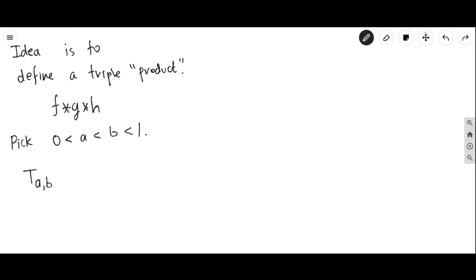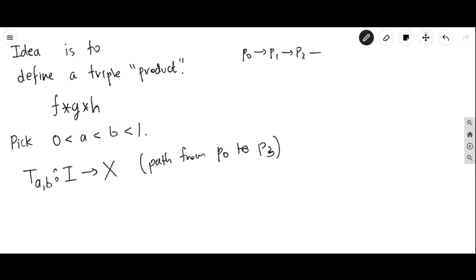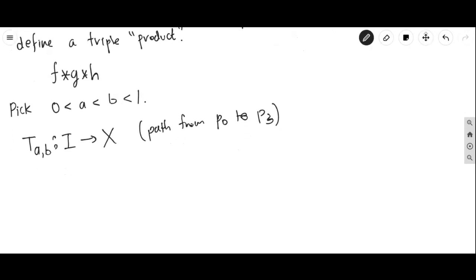So this is the way you're going to define it. This is going to be a mapping from I to X. This is going to be a path from P0 to P3, because we're going from P0 to P1, from P1 to P2, and then from P2 to P3. So this is a mapping from P0 to P3 where we go F, G, and H. This is the way we're going to make time go: from 0 to A along F, then from A to B along G, and then from B to 1 along H. So this is the way you're going to define it.